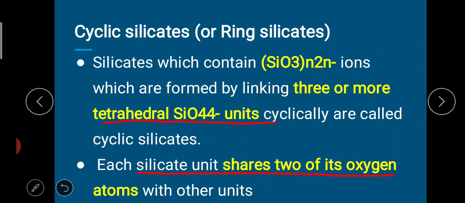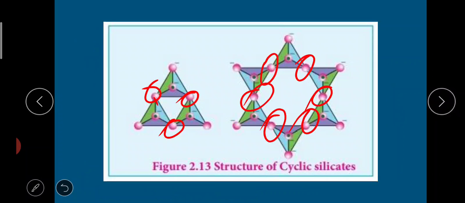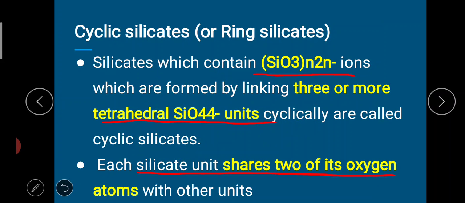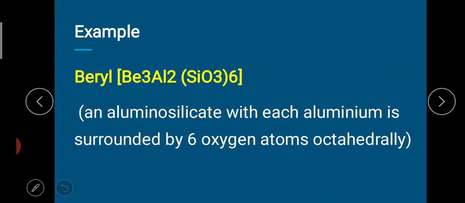Next is cyclic silicates. They are (SiO3)n^2n-. You know how we get this. When you take this part alone, we have only one silicon in the middle, and 2 oxygens shared, which we take as half and half. The remaining 2 oxygens count as 2. So 2 plus 1 will be 3, SiO3. Only 2 oxygens will carry charge. The oxygens which they are sharing will not carry any charge. So we will write it as (SiO3)n^2n-. The example is beryl.